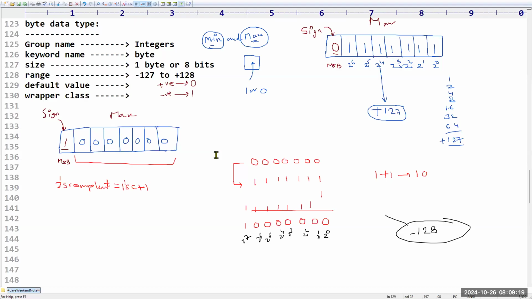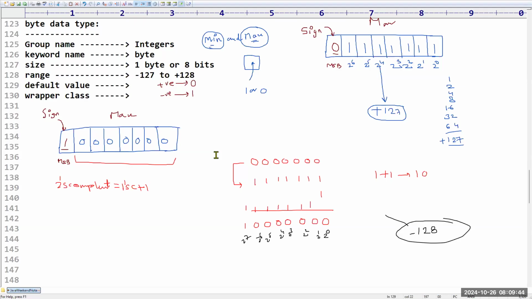Yes, that's correct. Every time you should not change it. With respect to the sign, you have to change. If you are expecting the positive value, you have to change that to 0. If it is a negative value, you have to change it to 1. First bit 1 means it is a negative number. First bit 0 means it is a positive number. This is the binary theory what we have.